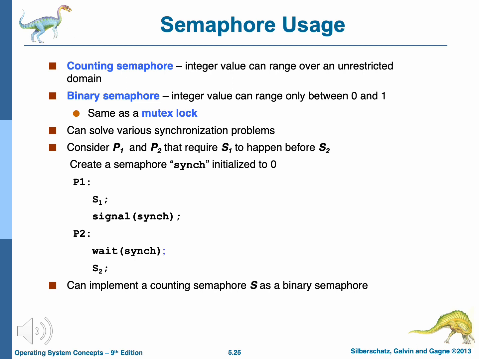In process P1, we insert the statements given here: S1 and then signal(sync). In process P2, we insert the statements as given here: wait(sync), then S2. Because sync is initialized to 0, P2 will execute S2 only after P1 has invoked signal(sync), which is after statement S1 has been executed.